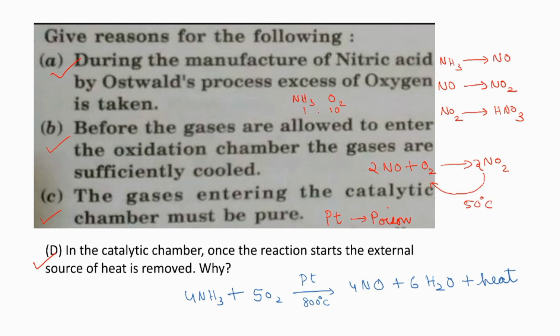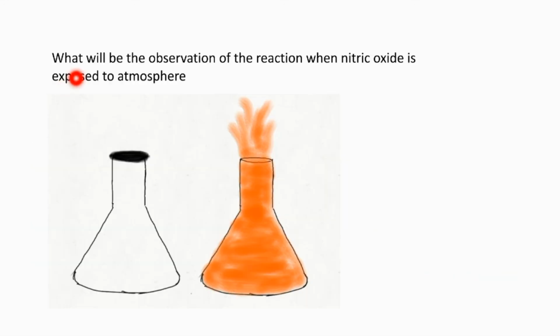See one more question. What will be the observation of the reaction when nitric oxide is exposed to atmosphere? For this kind of observation question, we are not supposed to write the balanced chemical equation. They won't give marks. So, what will be the color of nitric oxide? Nitric oxide gas will be having no color. It is easy to remember. NO, no color, you should memorize.